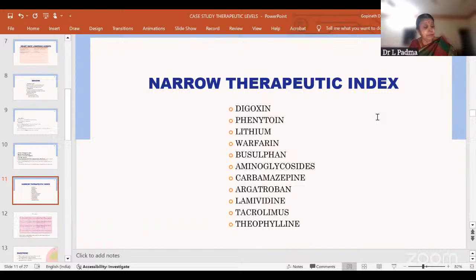Carbamazepine, an anti-epileptic drug. Argatroban, which we use as a directly acting anticoagulant. Lamivudine as an antiviral drug. Tacrolimus, not only as an immunosuppressant, we also use it in drug-eluting stents. And theophylline, we hardly use it because of its severe toxicity. We have better drugs nowadays compared to theophylline and aminophylline, though we use doxofylline in chronic cases. In other cases, we use beta-2 agonists, antimuscarinic drugs, and corticosteroids in asthma.